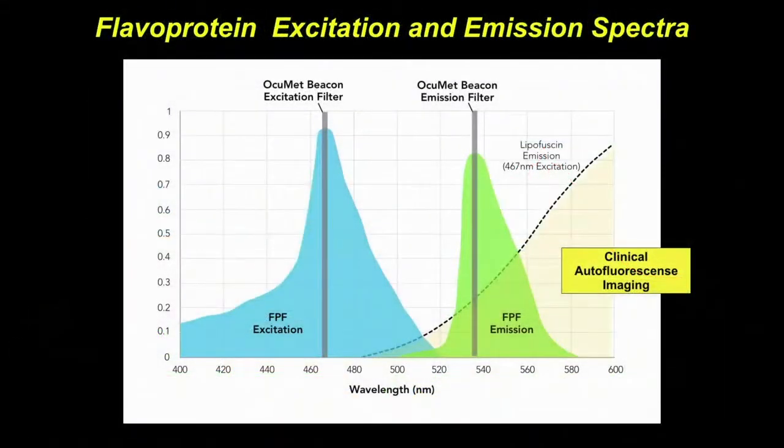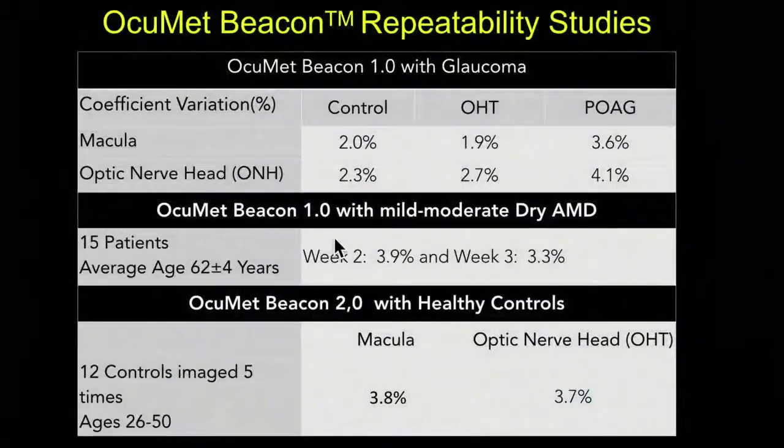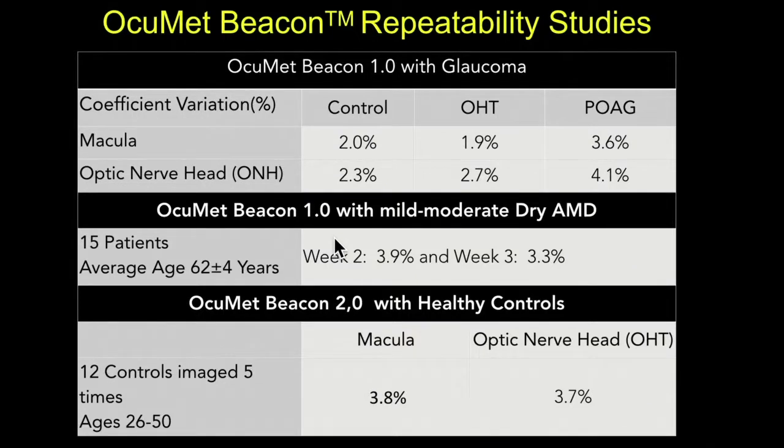So here are the excitation and emission spectra, and for comparison, you can see the spectra of lipofuscin, which is over on the right, which contributes a little bit, but because of the very narrow bandwidth of the filtration, it's really not significant. Here's a comparison between the two types of images. So you can see that with this particular spectrum, the optic nerve is still bright where it's dark in the typical clinical autofluorescence spectra. So we've done repeatability studies which show that in both versions, first the laboratory version and now the preclinical version, it has good repeatability of about 4%.